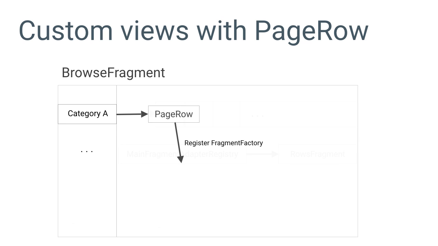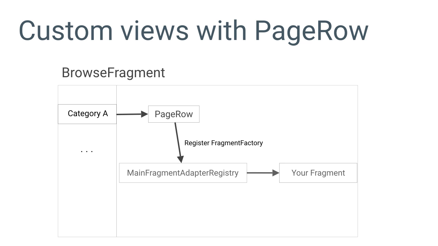For page rows, you want to pair each header item with a page row, and then register your factory with BrowseFragment. Then as soon as BrowseFragment sees a page row, it's going to look into its registry, find your factory, and then using the factory, it's going to instantiate your fragment, and then render that in the main content area. With that being said, we'll jump into a demo and see this in action.